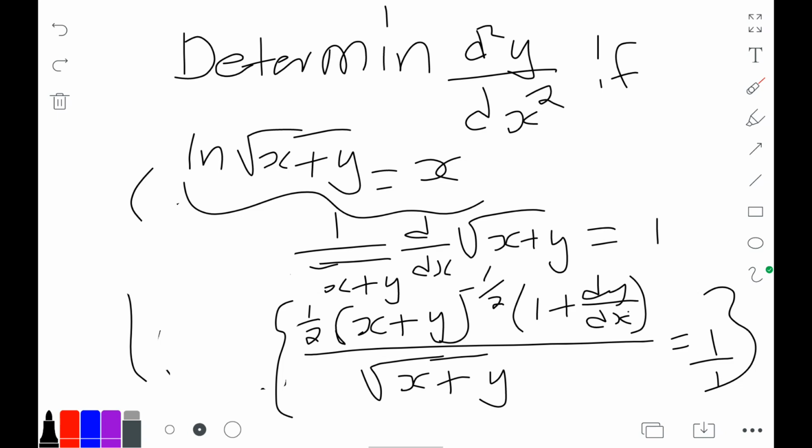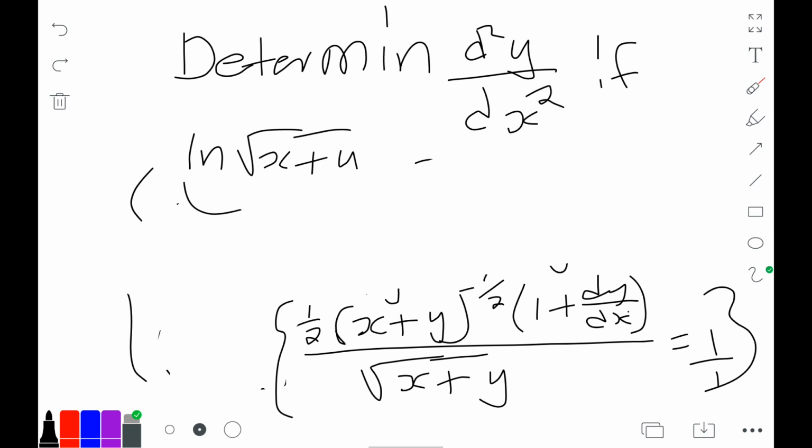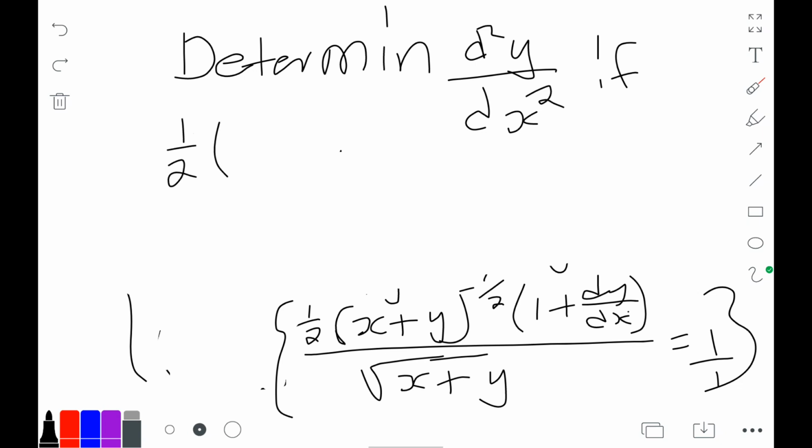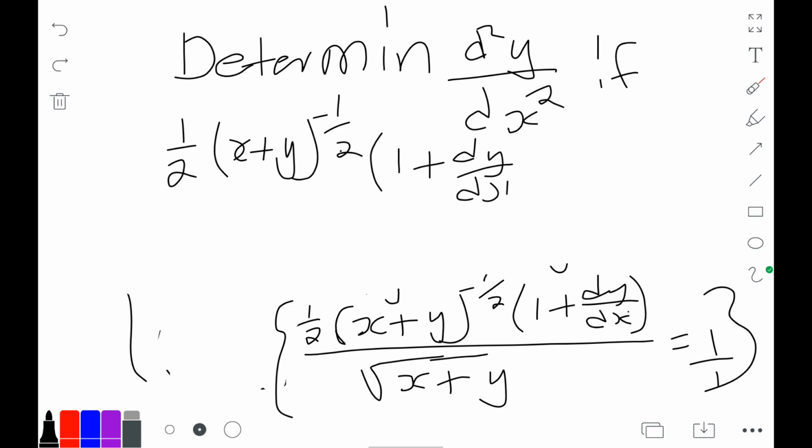So now we can do a cross multiplication. Let me erase a small part here so that I can write on top and conclude again. When we cross multiply, this is the same as 1 over 2 in brackets x plus y to the power negative 1 over 2. Instead of writing that, there is a reason why I'm not writing it now, plus 1 plus dy over dx, which equals square root of x plus y.